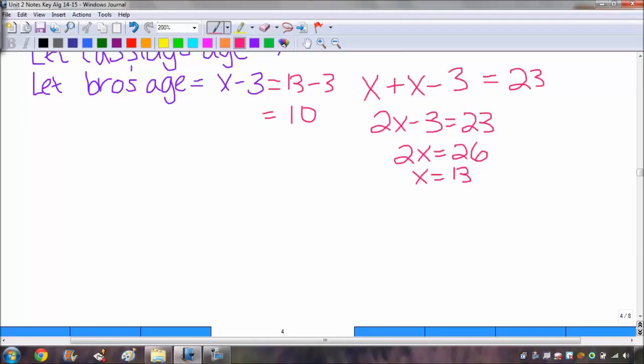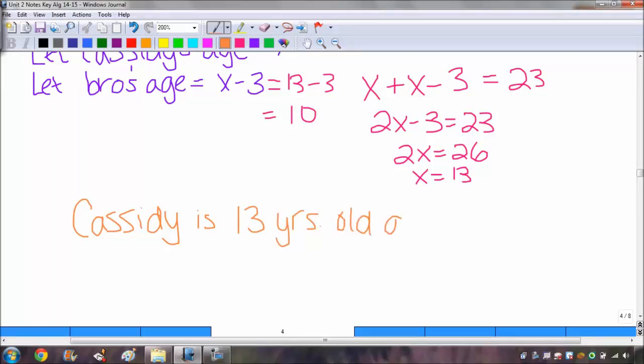So the last thing I'm going to do is write just a little summarizing statement to say what the final answer is. We're going to say Cassidy is 13 years old and her brother is 10 years old.